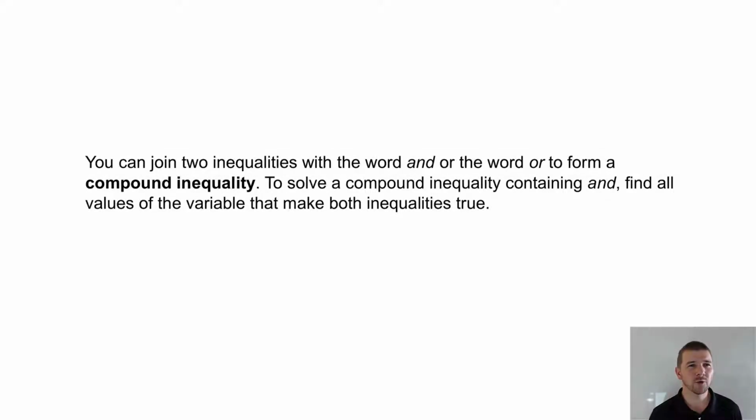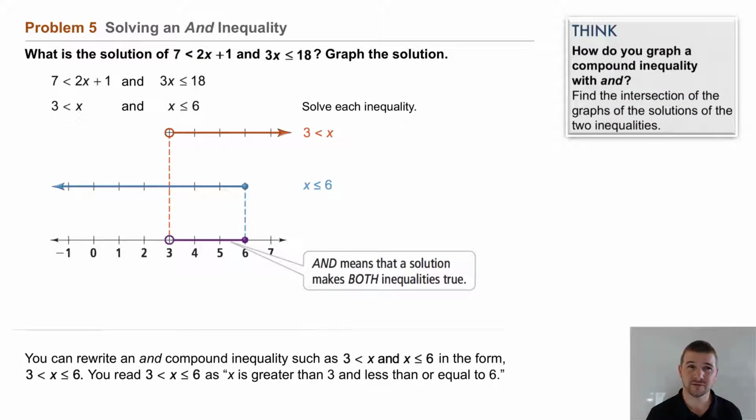You can join two inequalities with the word "and" or the word "or" to form a compound inequality. To solve a compound inequality containing "and," find all values of the variable that make both inequalities true. Problem 5. Solving an "and" inequality.